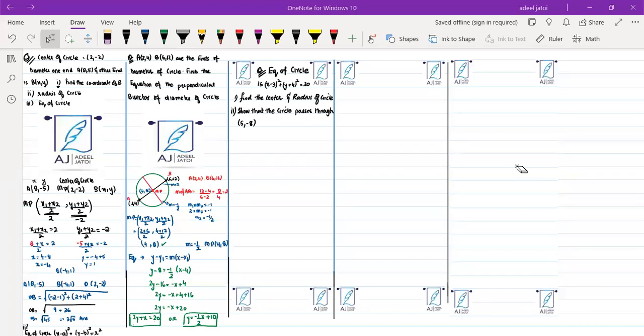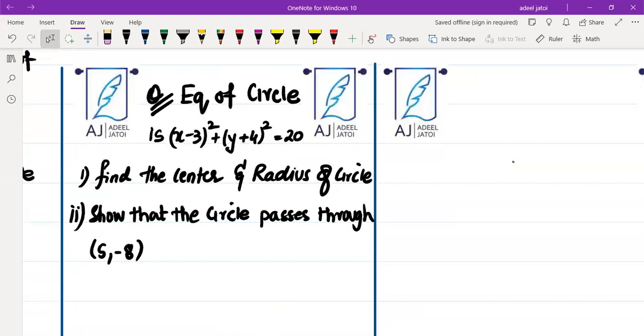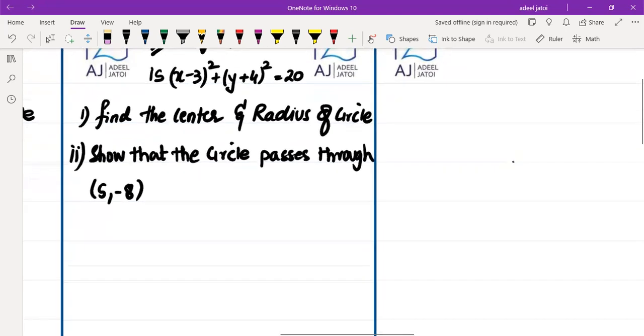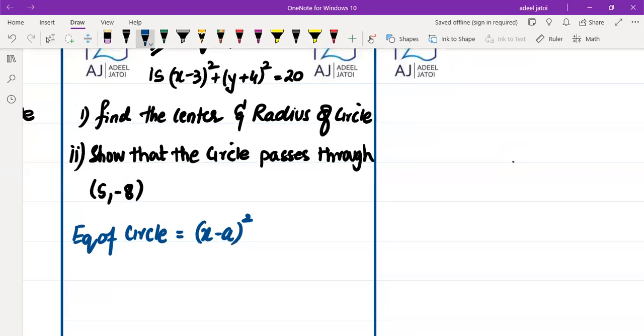Okay. Moving to the next question: the equation of the circle is (x minus 3) whole square plus (y plus 4) whole square is equal to 20. Find the center and radius of the circle. If you note, your equation of a circle is (x minus a) whole square plus (y minus b) whole square is equal to r square.